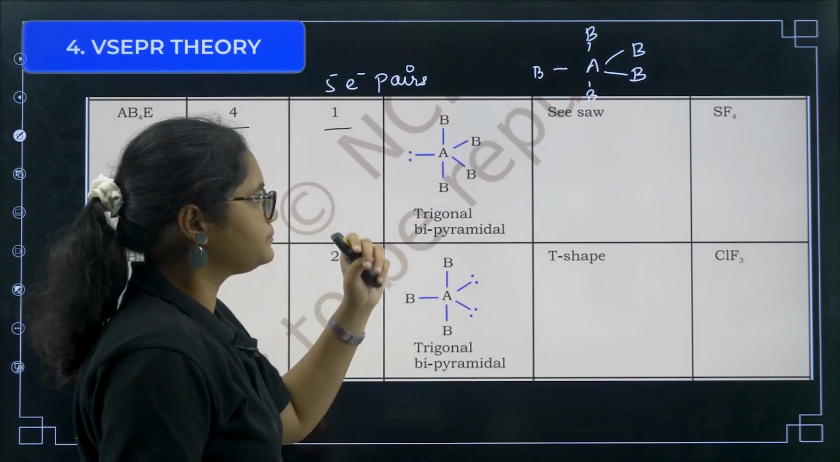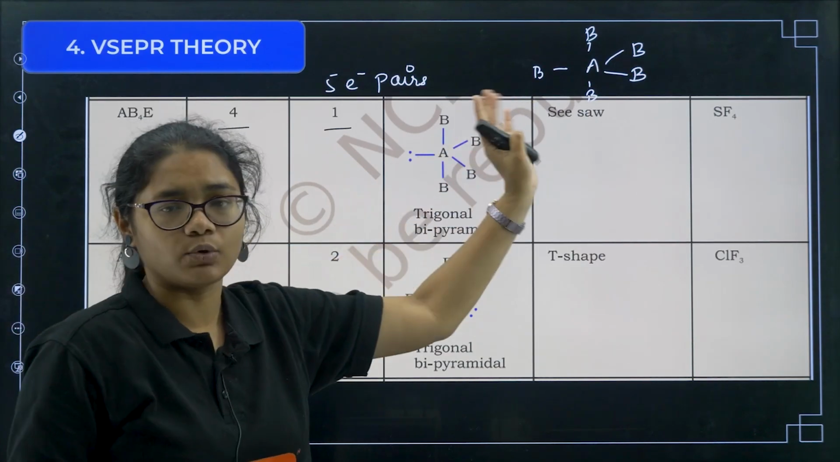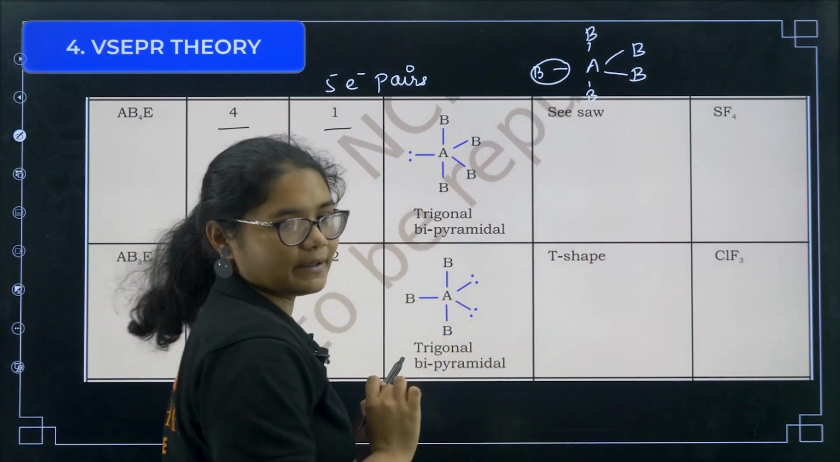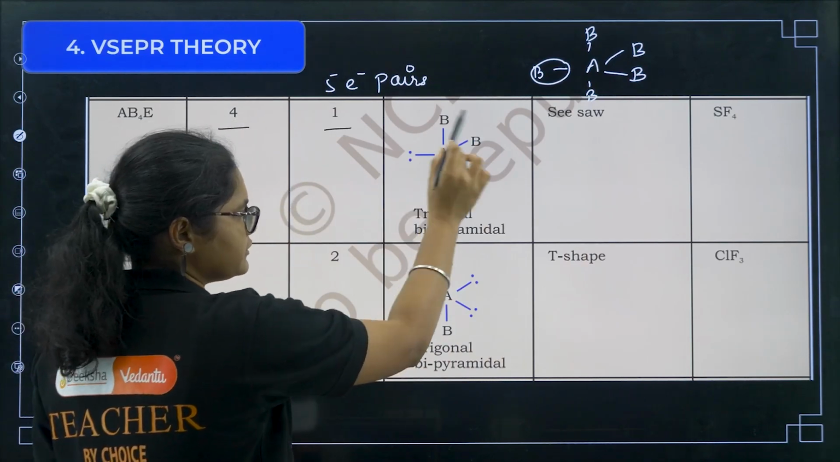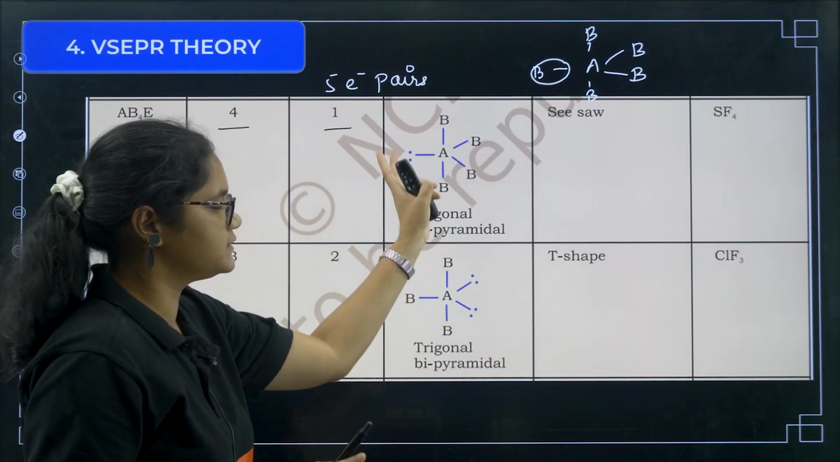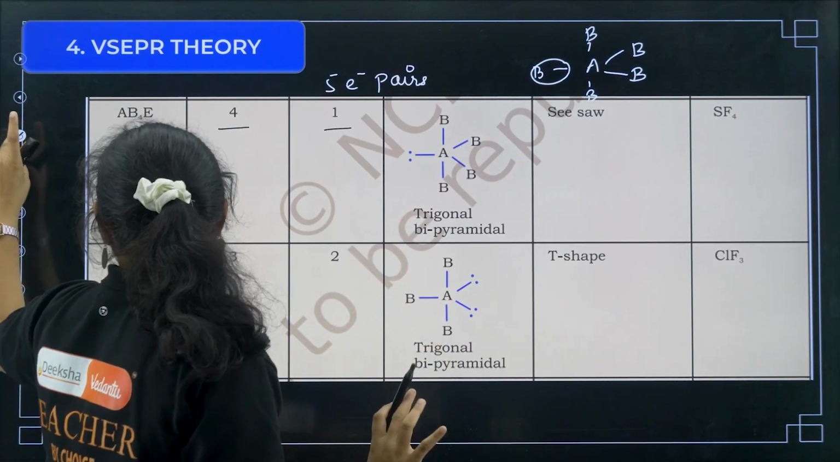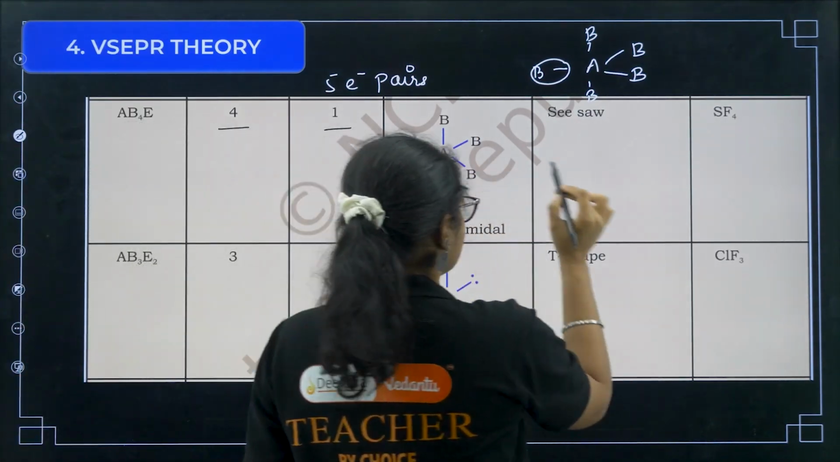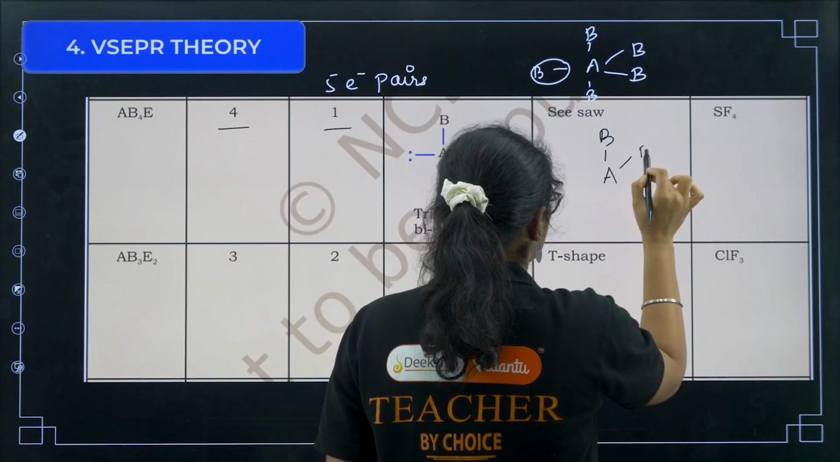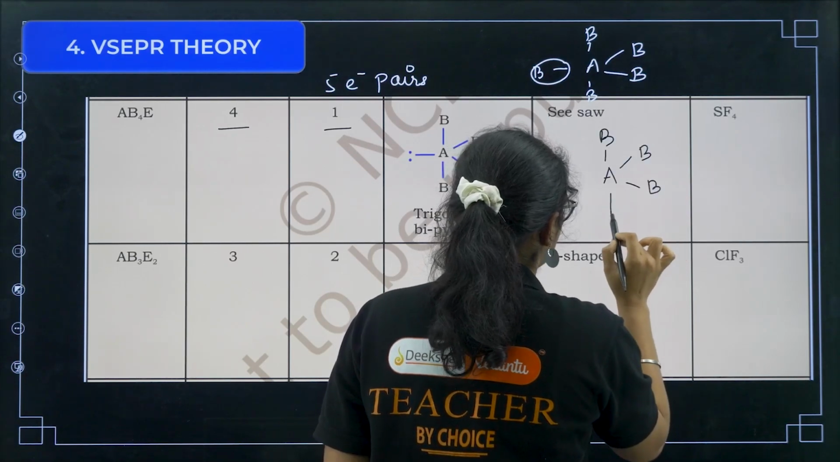Now what we are having is 1 lone pair. So there will be 4 bond pairs, and this one is converted to a lone pair. The electron geometry is still trigonal bipyramidal, because we are considering the electrons, but when we consider shape, we need to forget the lone pair. So we will have just A, B, B, B and here one B.